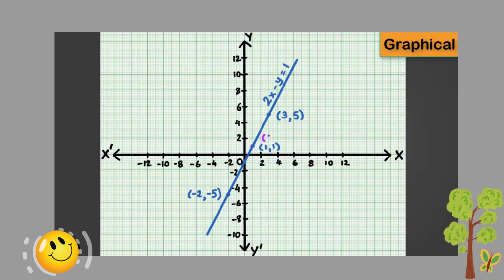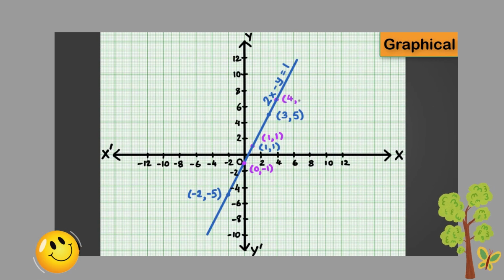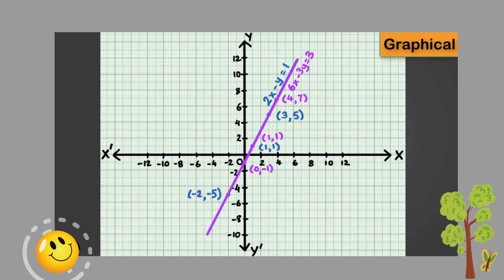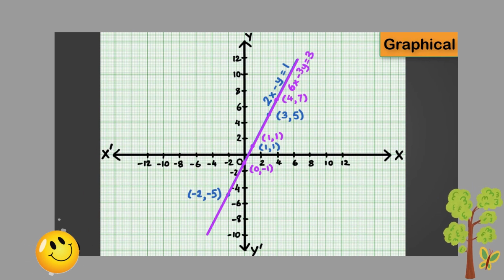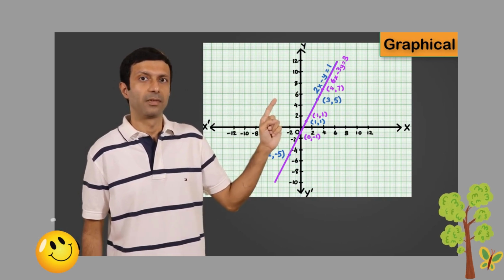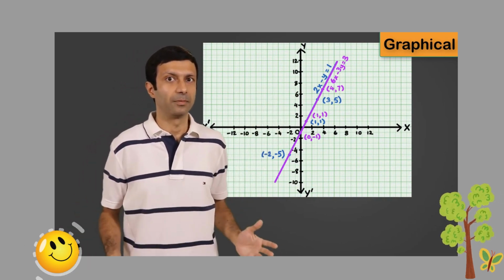Let's plot the 3 points of the second equation on the same graph paper. And when we join the 3 points and extend it both ways, we get a straight line. But the interesting thing is that this straight line lies on top of the line of the previous equation. So if you look graphically, the 2 lines are coincident. They are basically the same line.